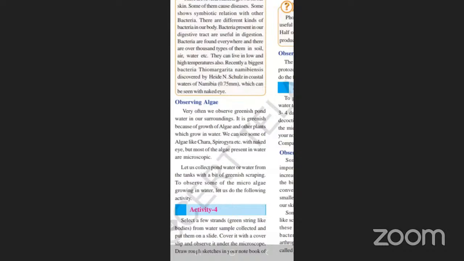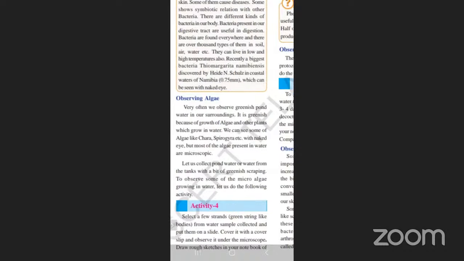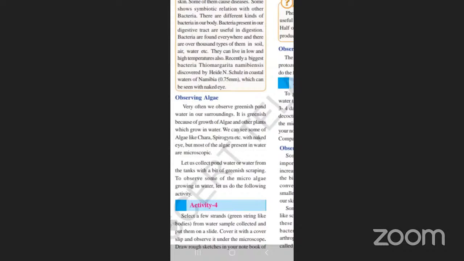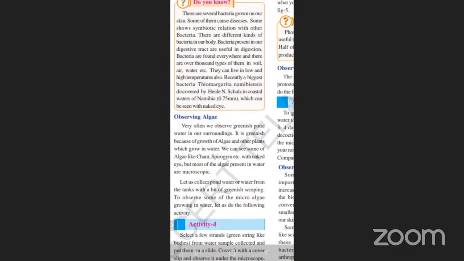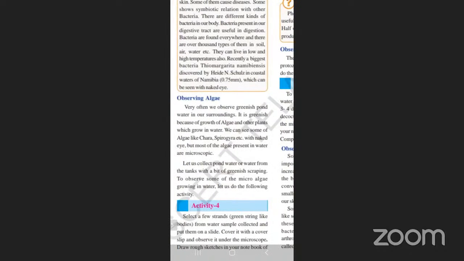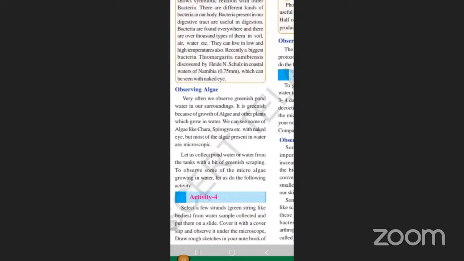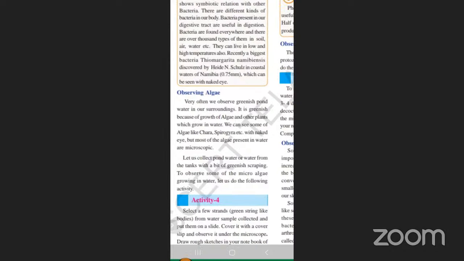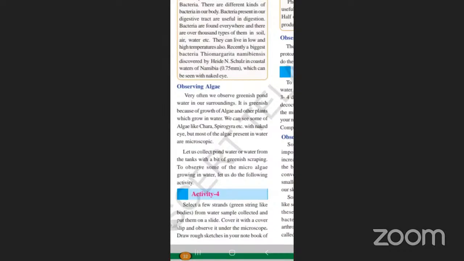Most of the algae present in water are microscopic. Most of the algae we cannot see perfectly with our naked eye. We can see a clear image under the microscope. A group of algae can form and give that particular greenish color. Here, most of the algae present in water are microscopic. It means very small.